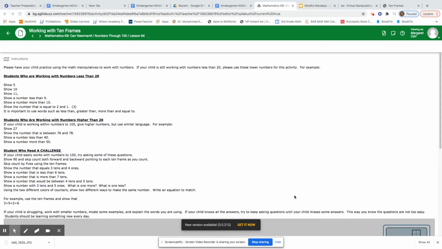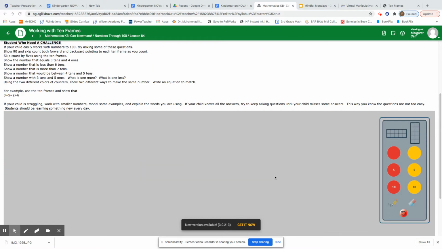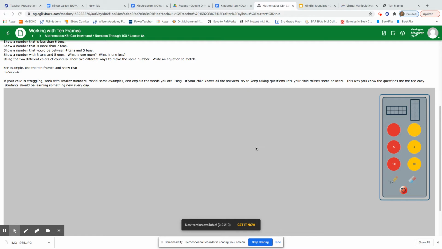Hi, families. You're going to see some very similar assignments over and over again in the NOVA system. And that is to get your child to be able to use some different types of math manipulatives to show numbers in more than one way. So, for this example, we're using 10 frames.